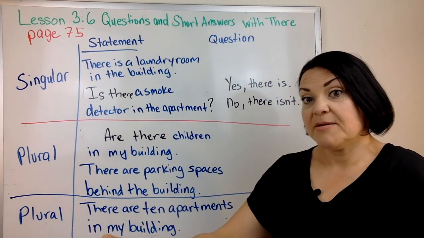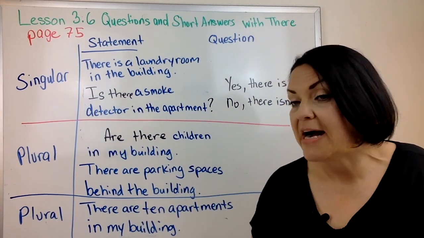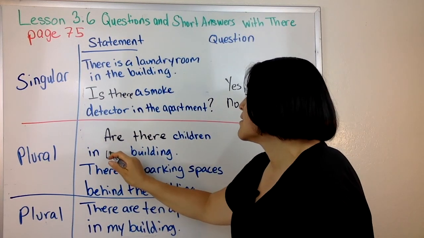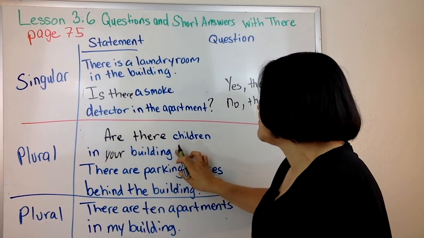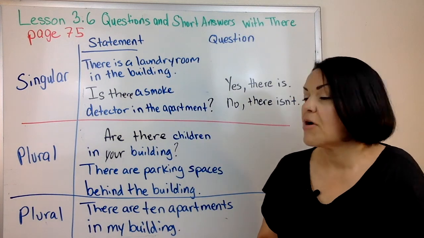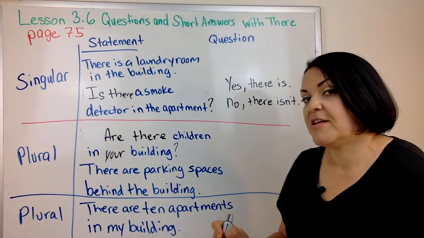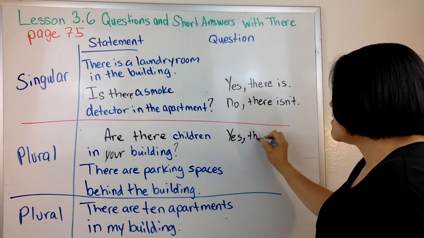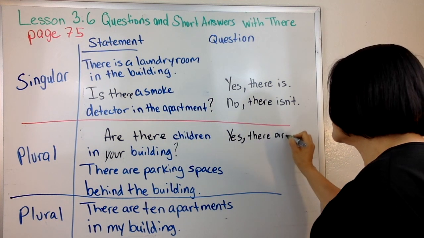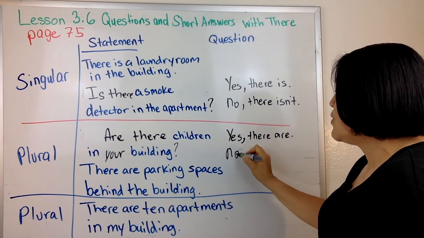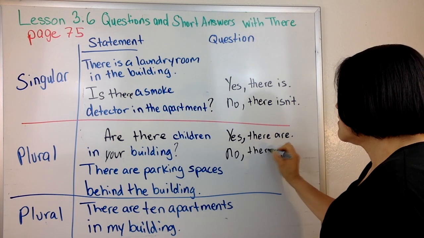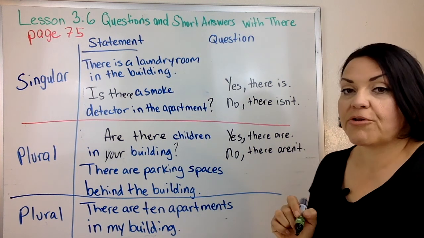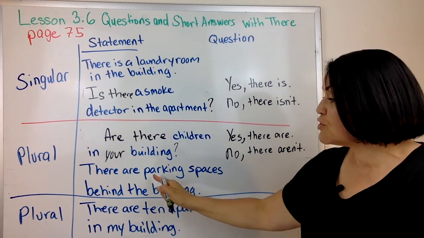We're asking them a question, right? So we can't use my. Are there children in your building? Are there children in your building? So you would say yes, comma, there are. Or you would say no, there aren't. No, there aren't.